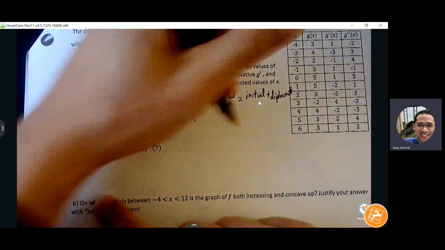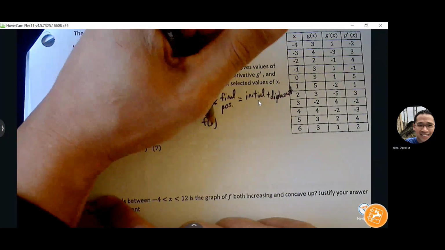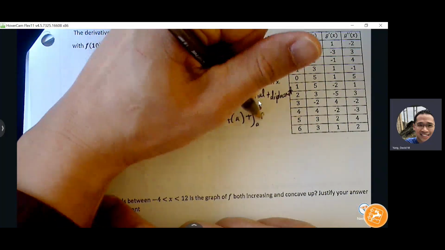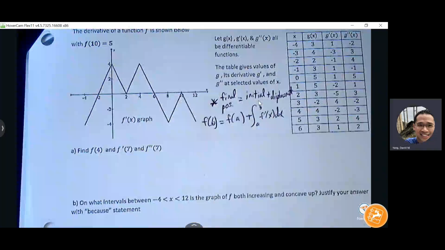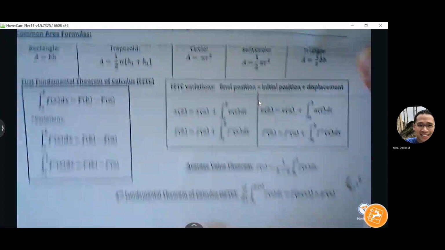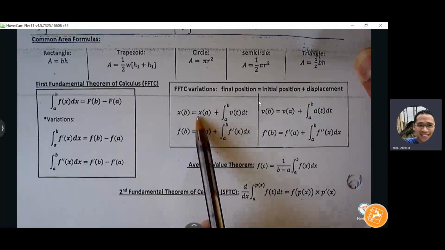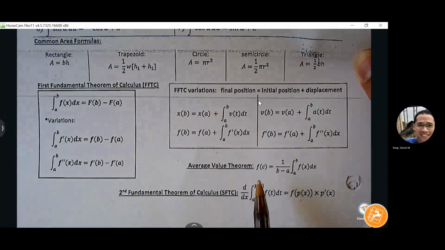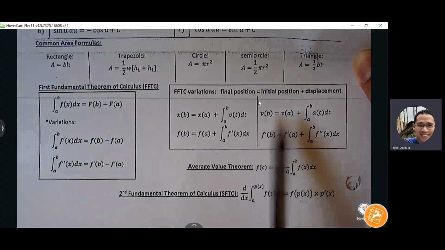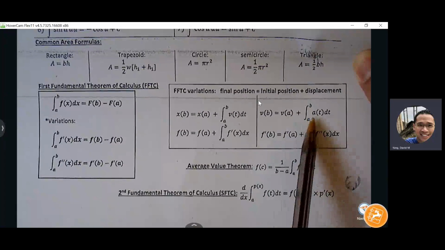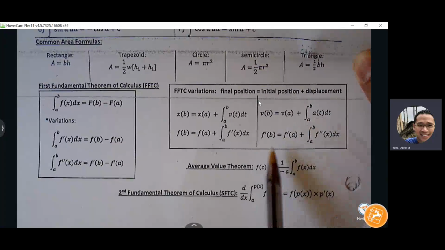So basically f of b is equal to f of a plus the integral from a to b of f prime of x. And I have that formula on page 24 as well. Final position equals initial plus displacement. There are also different variations. You can also say final velocity equals initial velocity plus the displacement of acceleration.